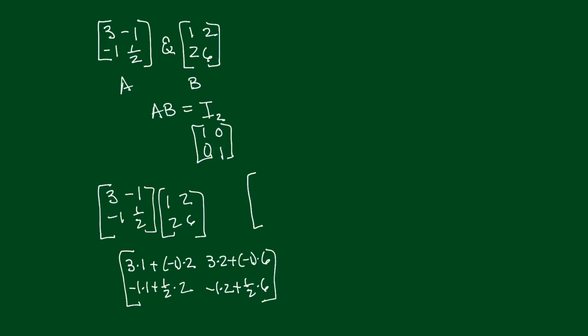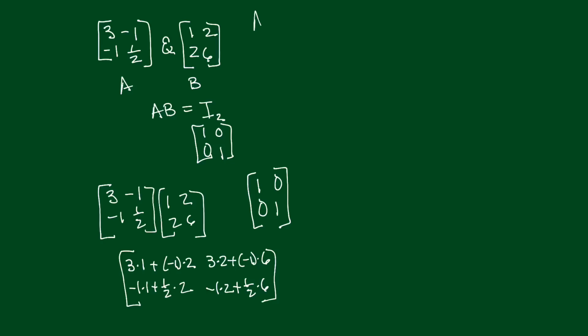This is going to give us what? What do you get here? 3 and -2? 3 plus -2 is 1. Over here, we get what? 6 and -6, so that's a 0. Then here, we get -1 and half of 2 is 1. -1 and 1, well, that's a 0. And then finally, we'll get -2 and half of 6, which is 3. 3 minus 2 is a 1. So sure enough, we get the identity.